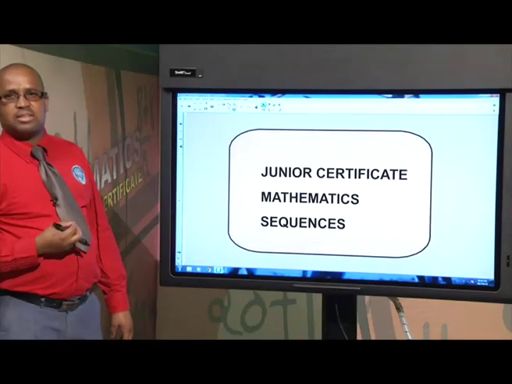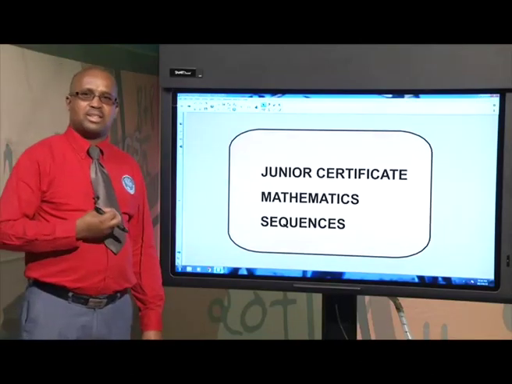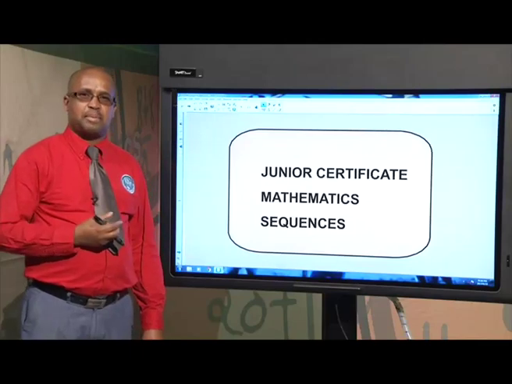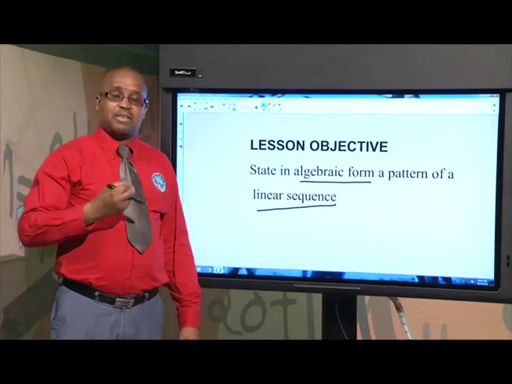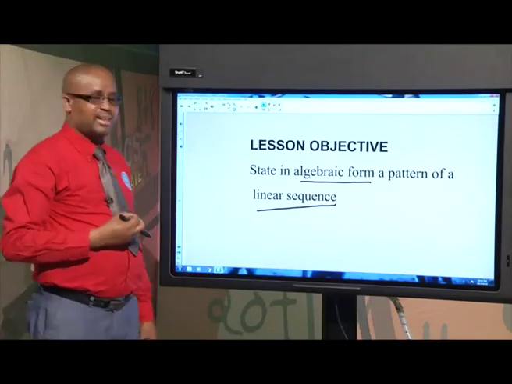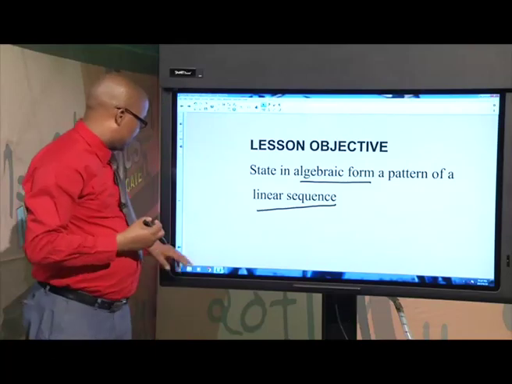Before we go on with this lesson, let us have a look at the lesson objectives. The lesson objective says, state in algebraic form a pattern of a linear sequence. So we are going to state in algebraic form a pattern of a linear sequence. So the sequence has to be linear. That is what we are going to be discussing today. But before we go on, let us have a look at what a pattern is and what a sequence is.